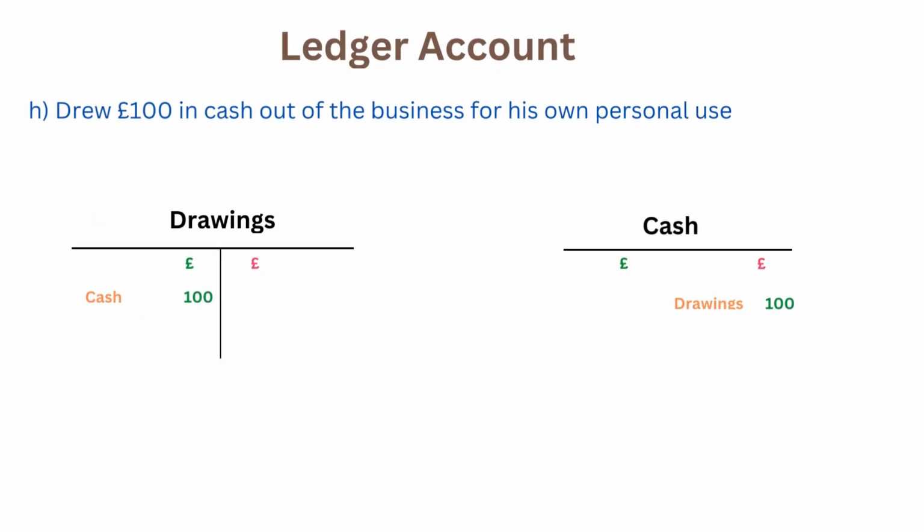Line H, the business has paid £100 out of the cash account, so a credit entry in the cash account is required and debit the drawings account because the owner has made drawings of £100. This is a reduction of capital, but a separate drawings account should be used.